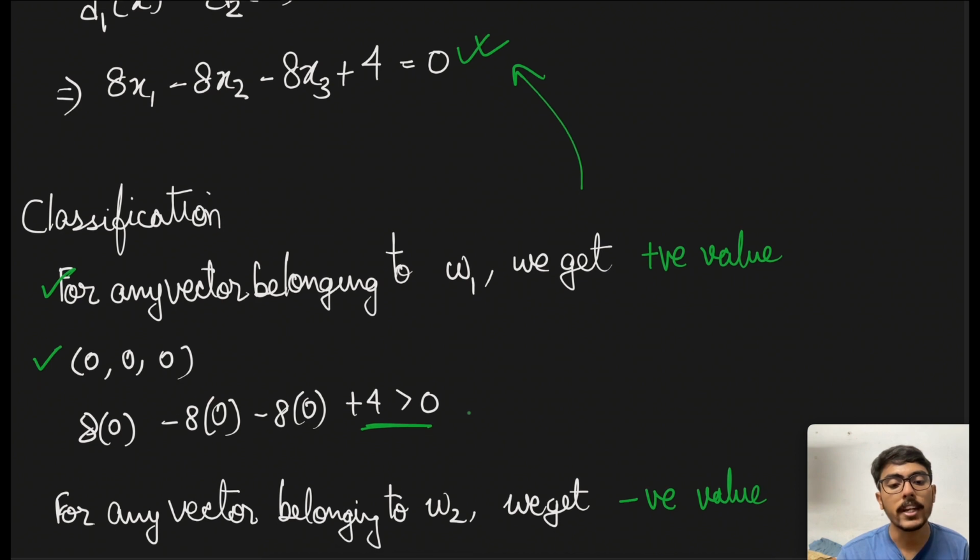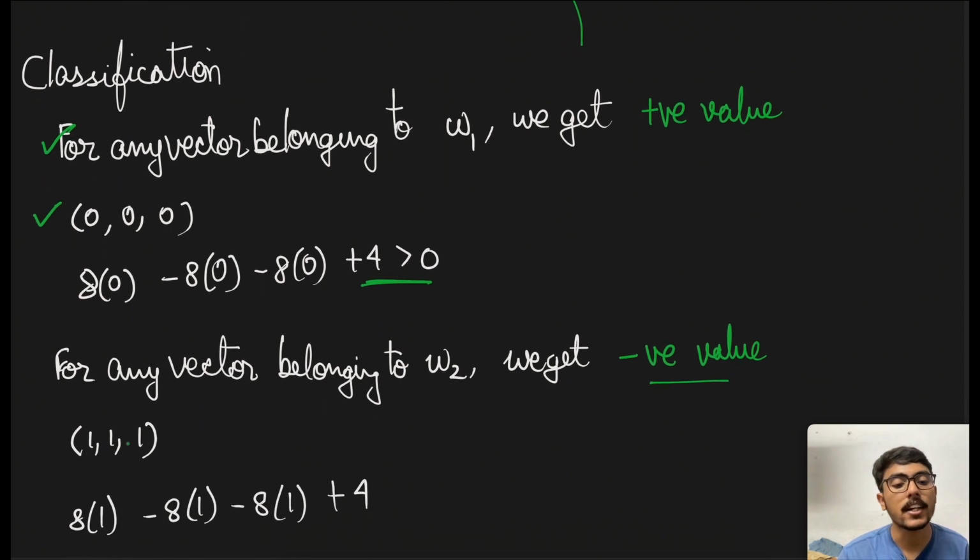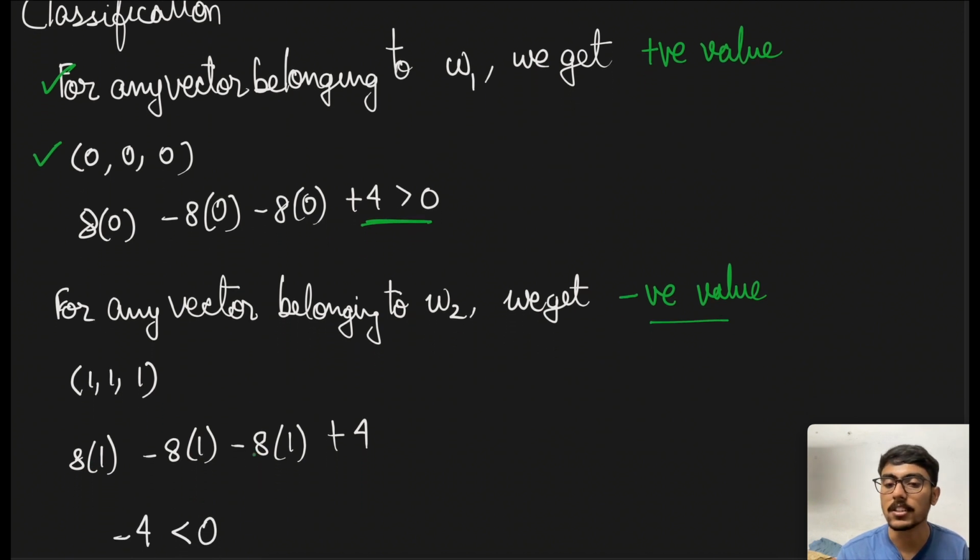Similarly, for any vector belonging to omega 2, that is the omega 2 class, we get a negative value. And for example, again I have taken 1 comma 1 comma 1, and in this case we get, as you can see, -4, which is less than 0. So it will give a negative value.